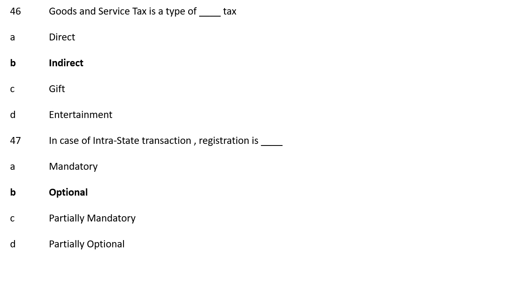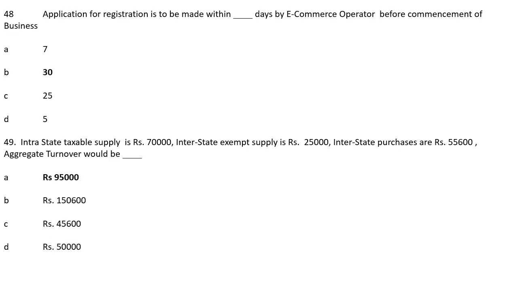In case of intrastate transaction, the registration is: option A mandatory, option B optional, option C partial mandatory, option D partial optional. The correct answer is option B, optional. In case of interstate transaction it is mandatory, but in case of intrastate transaction it is optional, unless you cross the aggregate turnover limit prescribed by the GST Council. So in case of intrastate transaction, registration is optional.